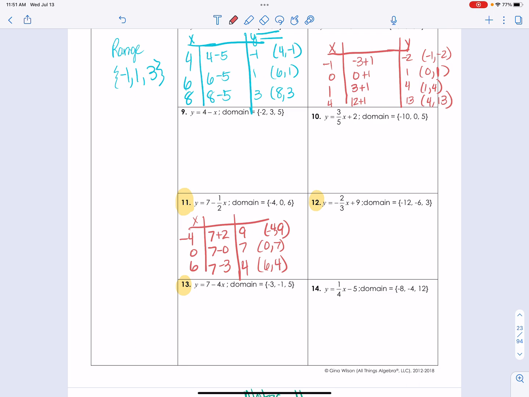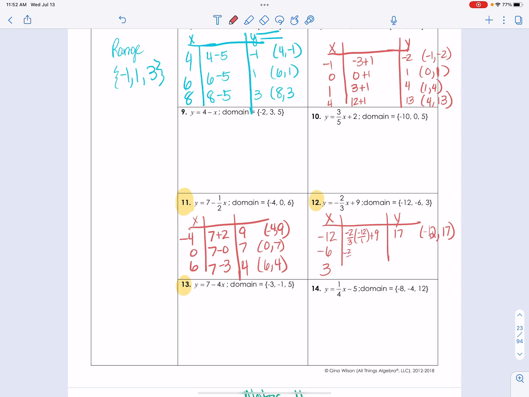Okay, on the next one, so I make my table. So here's my x's, and they want me to put in a negative 12, a negative 6, and 3. So if I put in a negative 12, negative 2/3 times a negative 12 over 1, that would be 24/3, which is 8. Right? 24/3 is 8, and 8 plus 9 is 17. So I have a negative 12, comma 17.